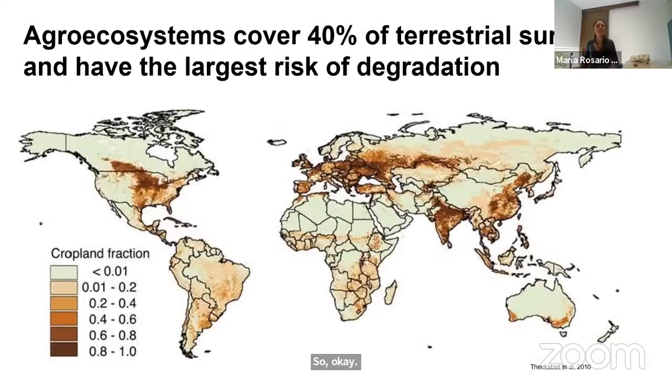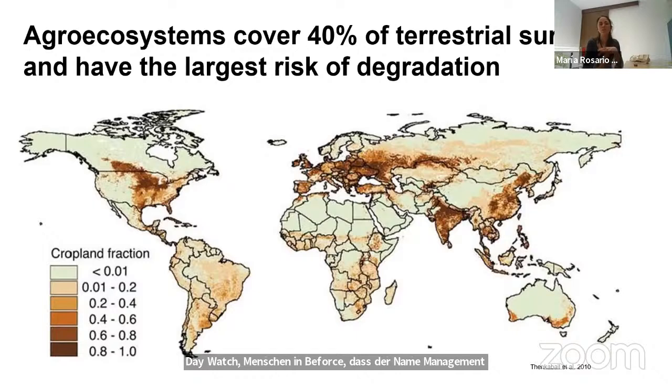Okay, so now I would like to introduce a bit more concretely the topic of my research. I tried to combine the different aspects that I was mentioning before: sustainability, ecosystem services, and land management, and I focus particularly on agroecosystems. Agroecosystems are those systems that are managed for agriculture, for obtaining food and fiber. They are important because they cover a large part of the terrestrial surface, around 40%, and are at highest risk of degradation because of their use.